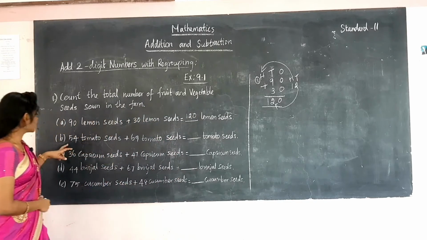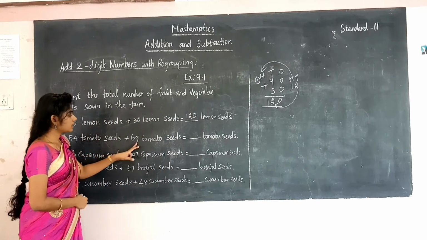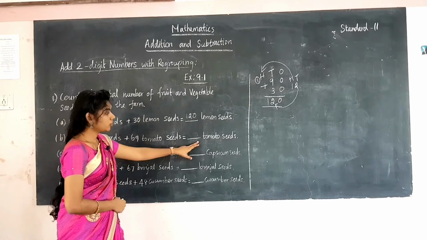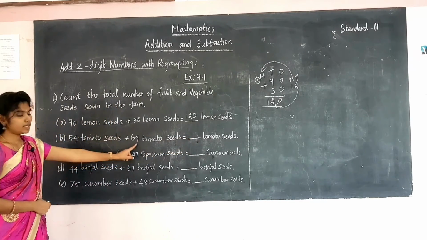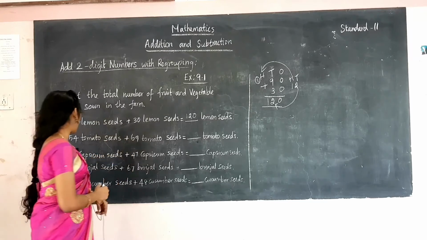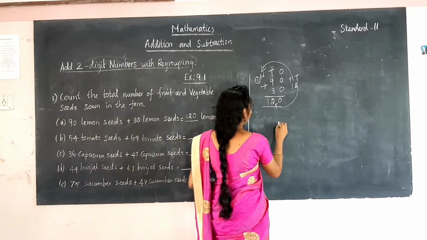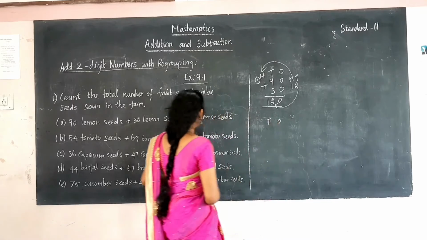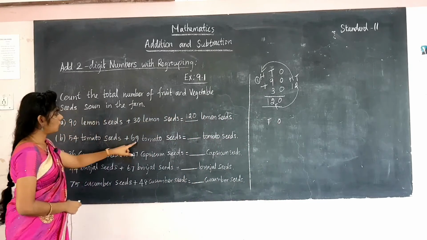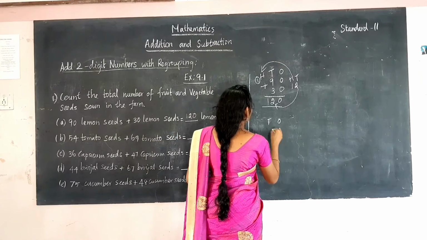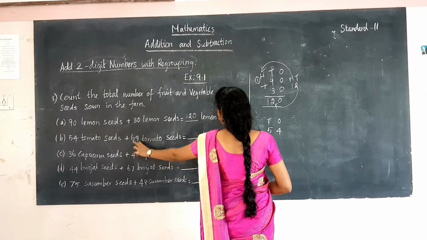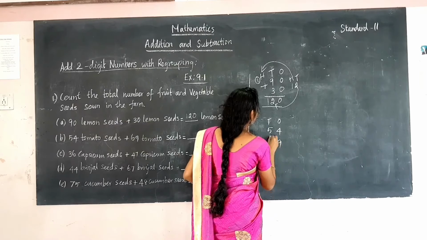So now next question is 54 tomato seeds and 69 tomato seeds. We are going to find the total number of tomato seeds. To find the total, we have to add these two numbers. So how to add the numbers? First we have to write the places, ones, tens. Then write the numbers 54 and 69 in the places. 54, 4 in ones, 5 in tens, and then 69, 9 in ones and 6 in tens.